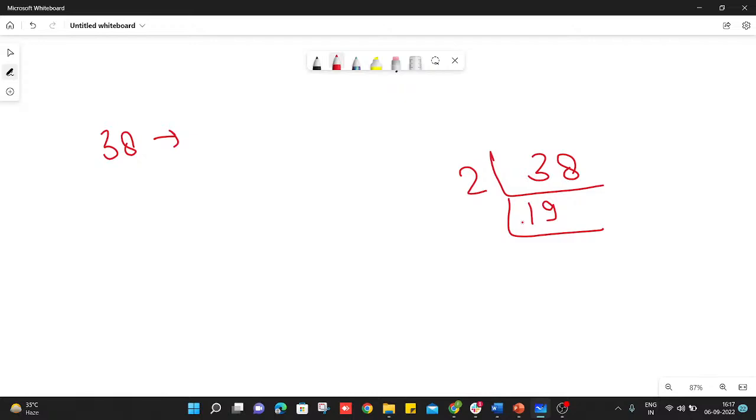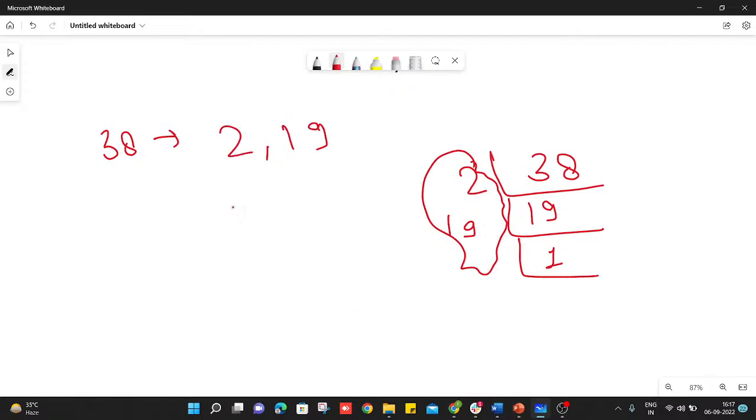So that means 19 is not divisible by any other number other than 19 itself or 1. Do you know what is special about this number 19? It's a prime number. Because it's a prime number, it cannot be divided by any other number. So 19 here, 1 over here. So these two numbers, 2 and 19, are the factors of 38.